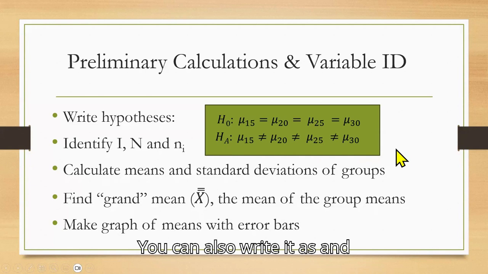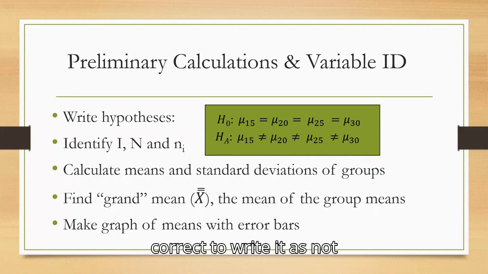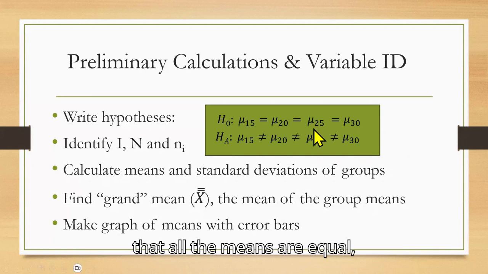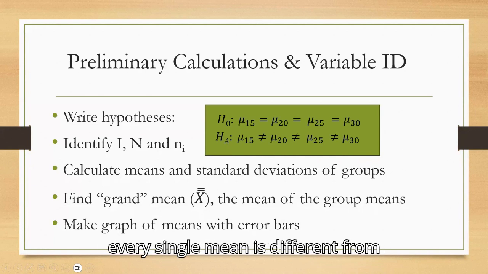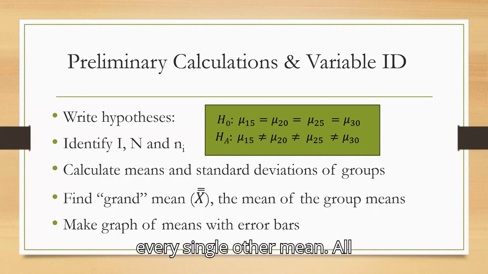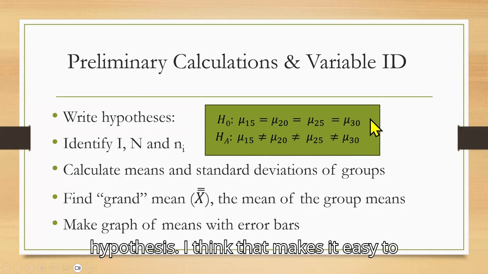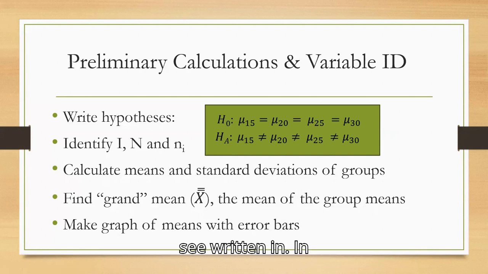You can also write it as, and some statisticians think it's more correct to write it as, not all means are equal. Because if we reject the null hypothesis that all the means are equal, it doesn't necessarily mean that every single mean is different from every single other mean. All right. So I like to write it out so that it matches the null hypothesis. I think that makes it easy to understand in some ways, but you might see it written in other resources as not all means are equal.